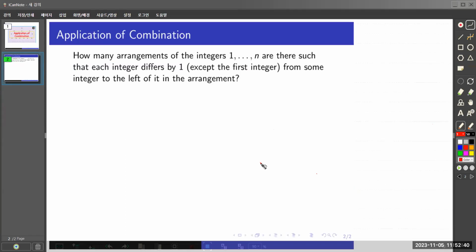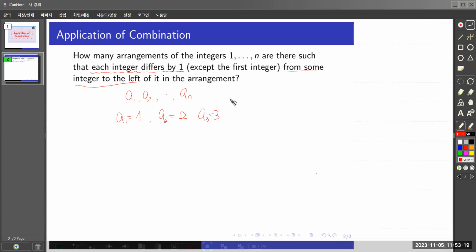Suppose that a sub 1, a sub 2, up to a sub n is such an arrangement. If a sub 1 is equal to 1, then can you guess what the next one is? Yes, a sub 2 must be 2 because of this condition: each integer differs by 1 from some integer to the left of it. So you can also easily guess the third one. a sub 3 must be 3.